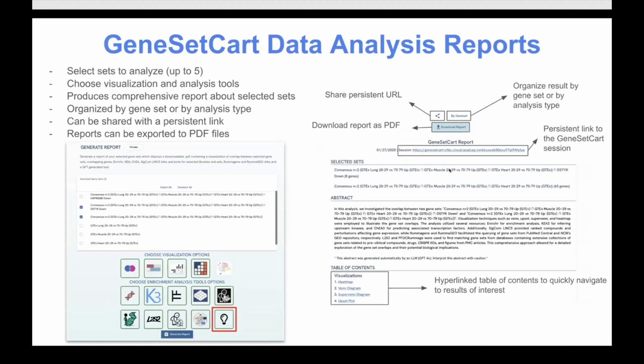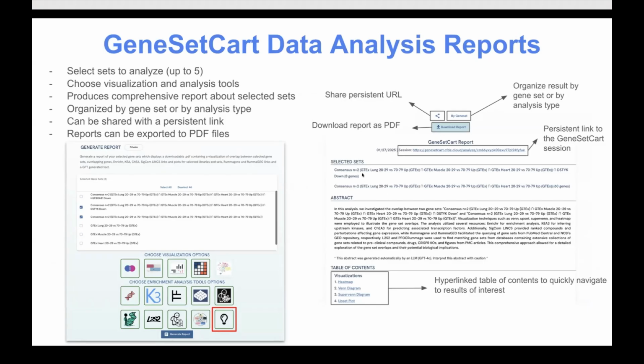And the last section of the GeneSetCart app is this ability to produce a report. So this enables users to select up to 5 sets, choose their specific visualization and analysis tools, and then produce a comprehensive report about those selected sets. So this can then be organized by the gene set or by the analysis type. It can be shared with a persistent link and can be exported to a PDF.